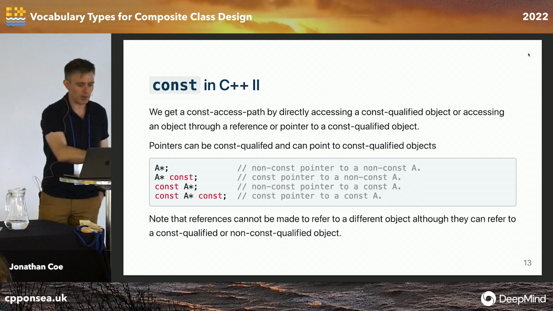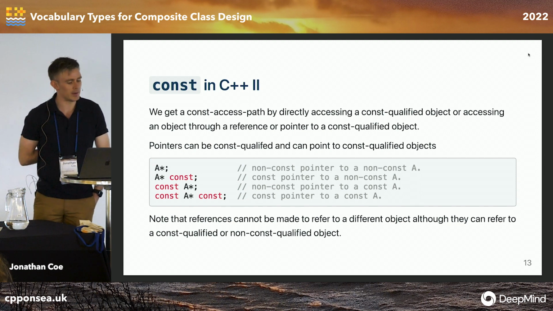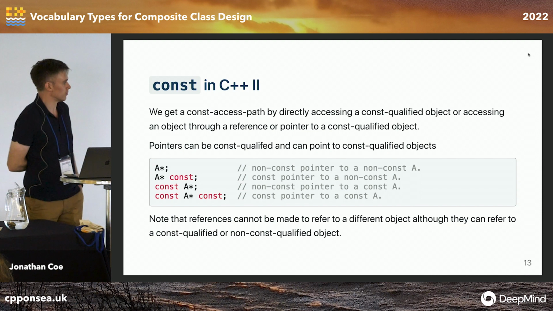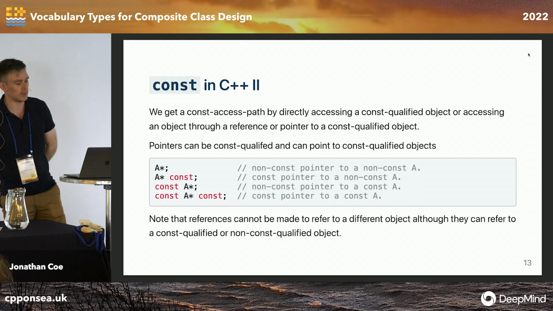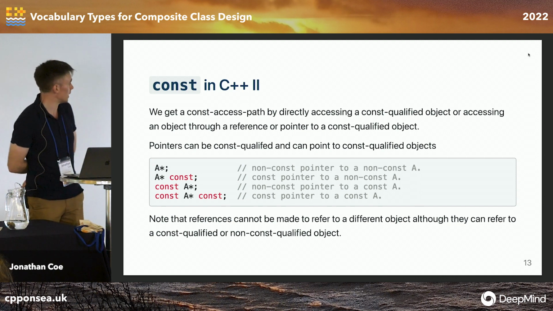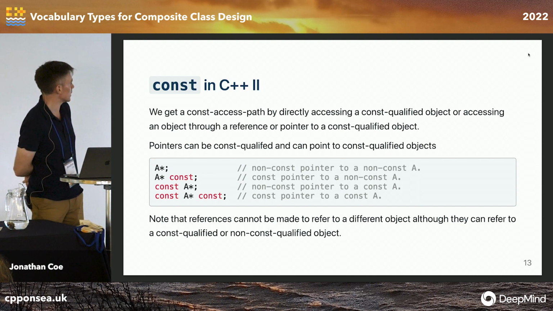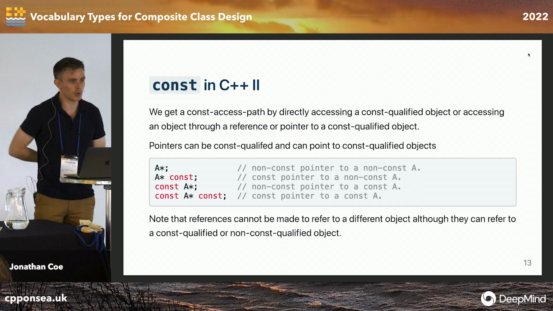We'll get a const access path by directly accessing a const qualified object, as we just saw, or by accessing an object through a reference or pointer to a const qualified object. That's a bit of a mouthful. Pointers can be const qualified and unfortunately can also point to const qualified objects, which leads to this rather confusing soup of consts and pointers. So at the top, no consts in there, so that one's easy. That's a non-const pointer to a non-const A. The one below is a const pointer to a non-const A, and then we have a non-const pointer to a const A, and then finally a const pointer to a const A. Since references can't be made to refer to different objects, they can only refer to const qualified or non-const qualified objects.